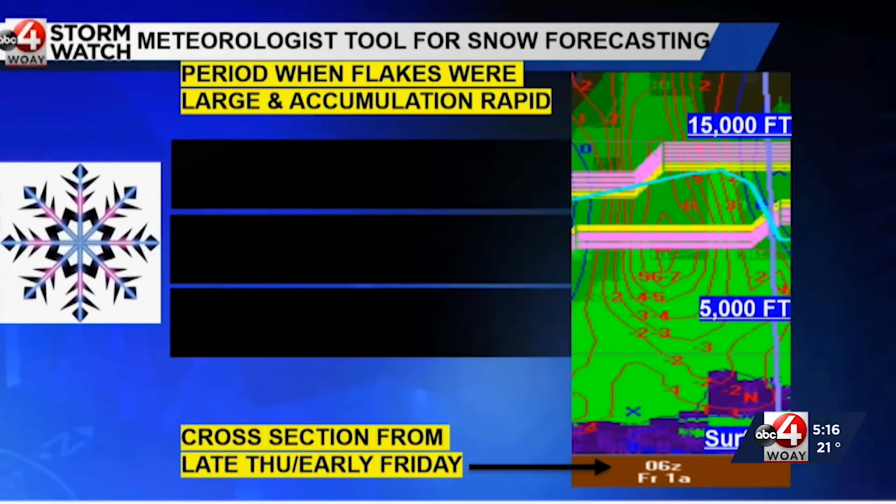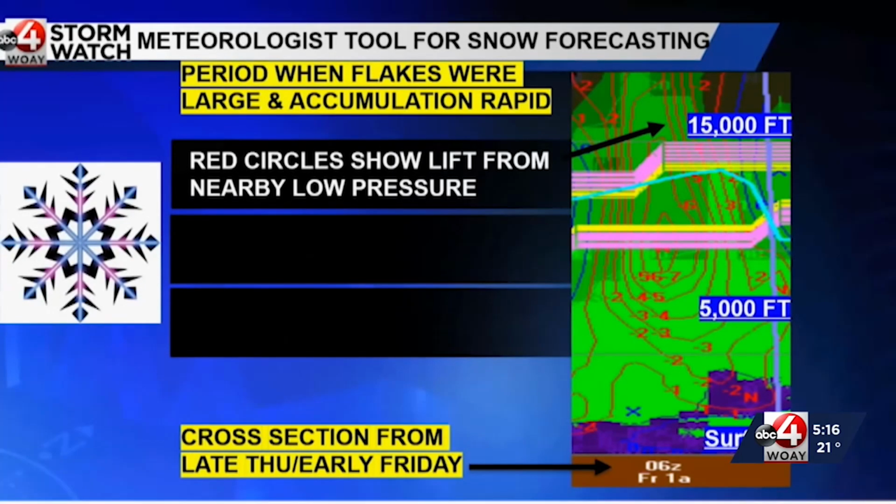So this cross profile is one of the tools meteorologists use to forecast snow. And this was showing a cross-section of the atmosphere. Last night when the storm began, we had large snowflakes. You can see there's the surface up to 15,000 feet in the atmosphere. What I've highlighted is different parts.